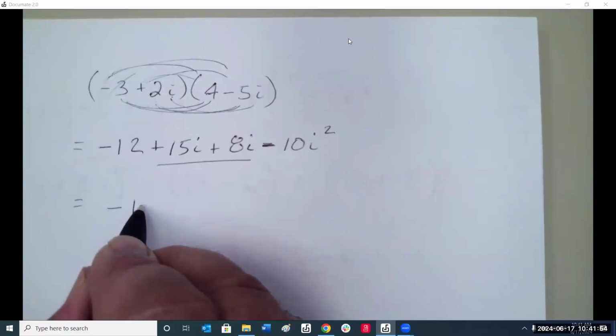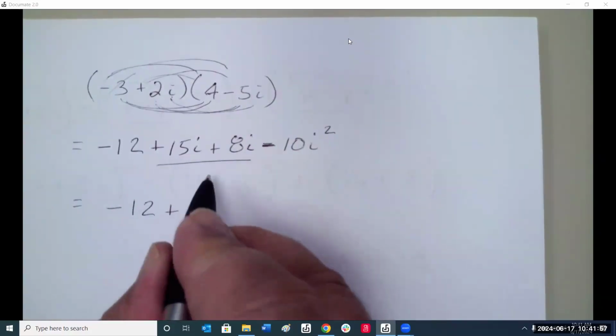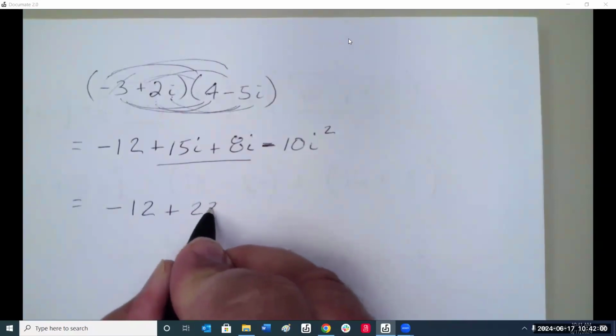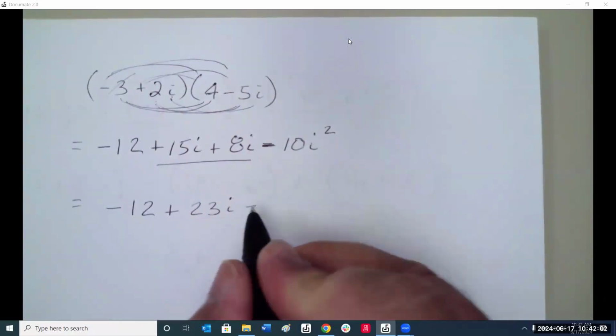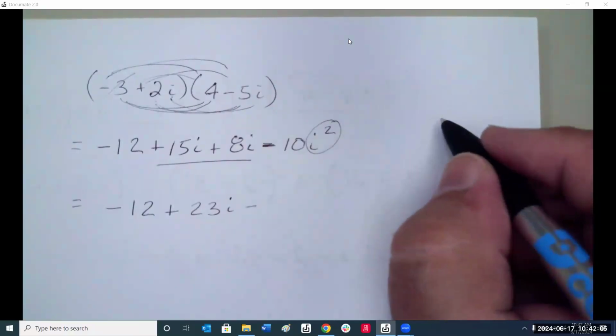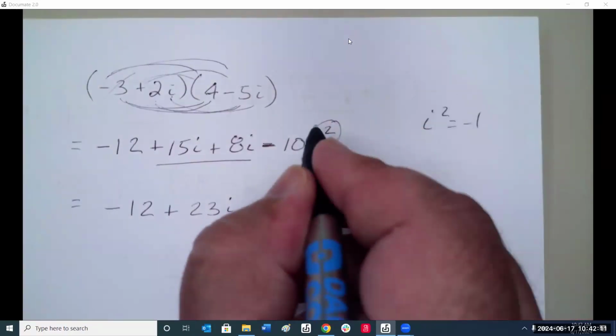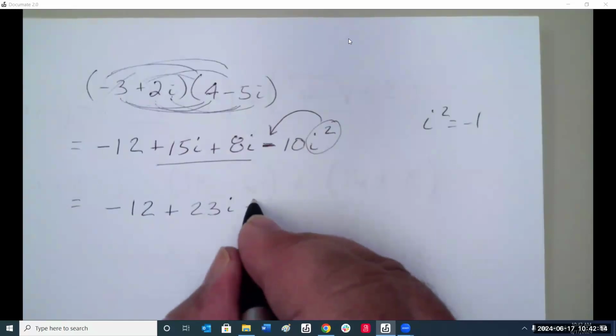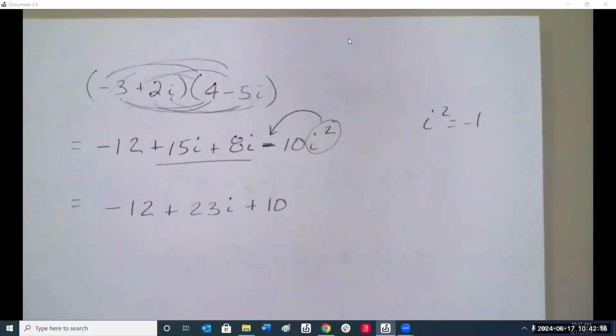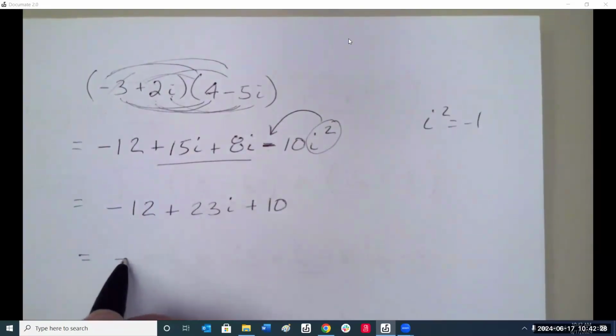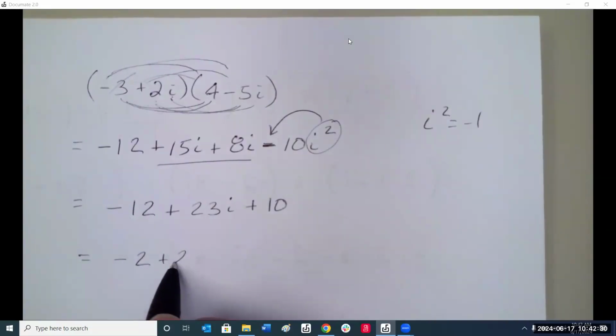Combine like terms. So we have negative 12. They're both positive. 15 plus 8 is 23. Since the I squared becomes what? All it really does is change the sign in front of that number. That's all it really does. An I squared simply changes the sign in front of the coefficient. Negative 12 plus 10 is negative 2. And there we have it.